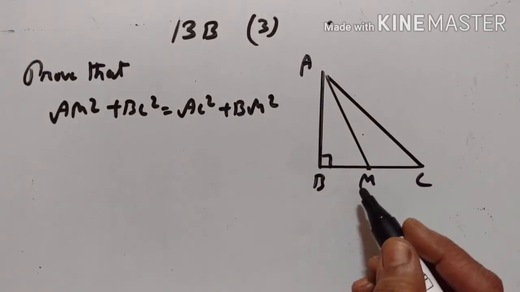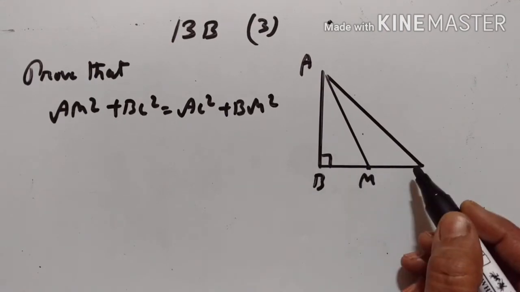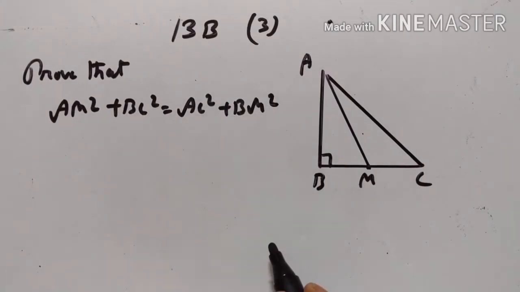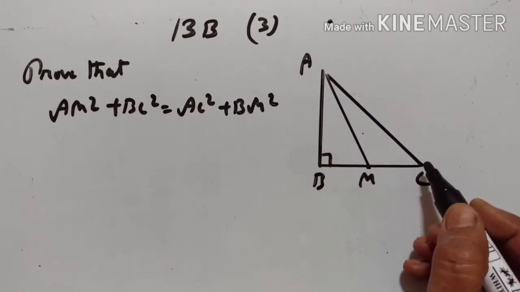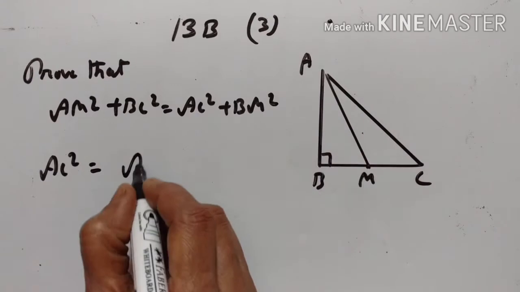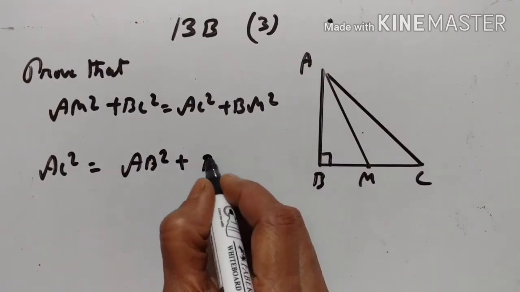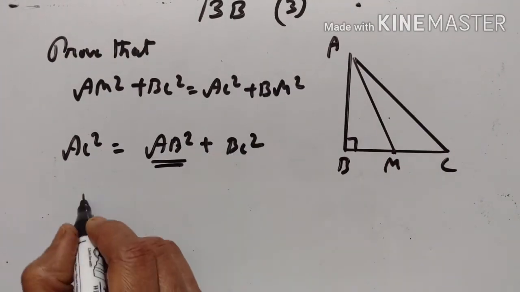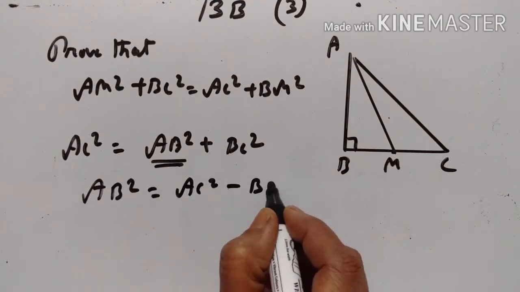ABC is a triangle right angled at B. M is a point on BC. Prove that AM square plus BC squared is equal to AC squared plus BM squared. What is AC squared? In triangle ABC, AC is the hypotenuse. So AC square is equal to AB square plus BC square. Therefore, AB squared is equal to AC squared minus BC squared.